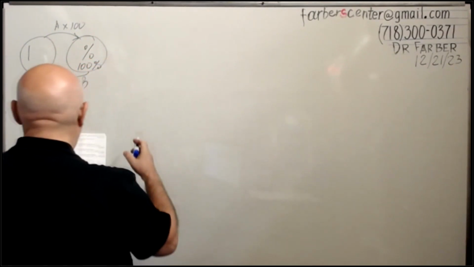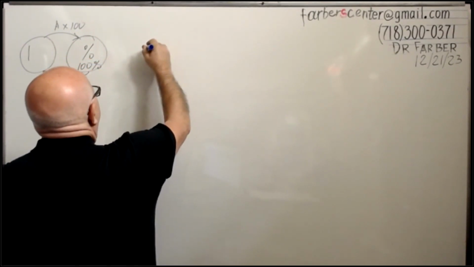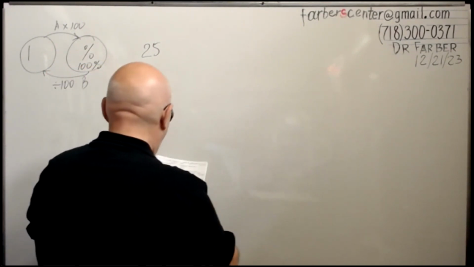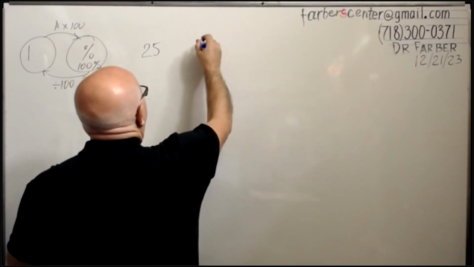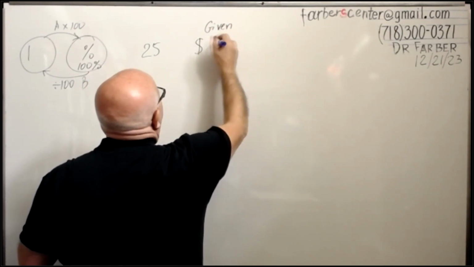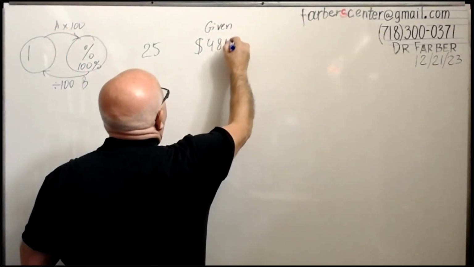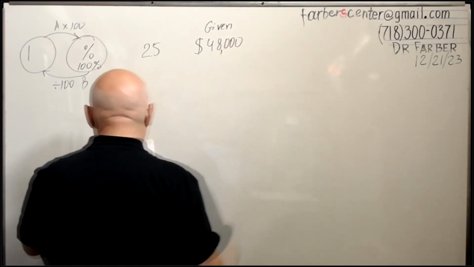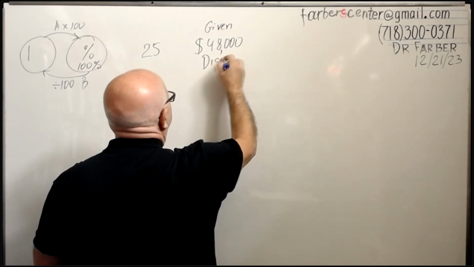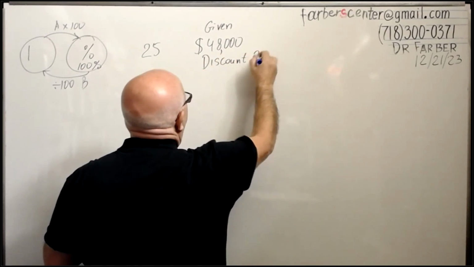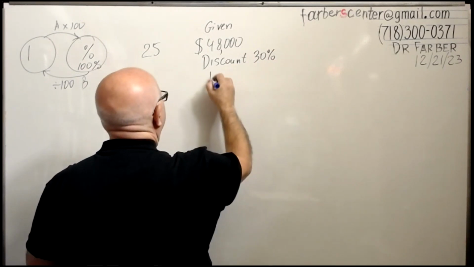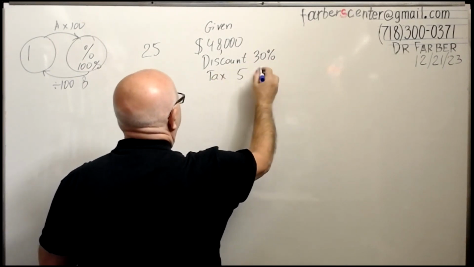Look at this, what we have, 25. Many questions you can solve mentally, I mean, not mentally, but fast. What we know, original price is 48,000, given. What else? Discount, 30%. Tax, 5%.